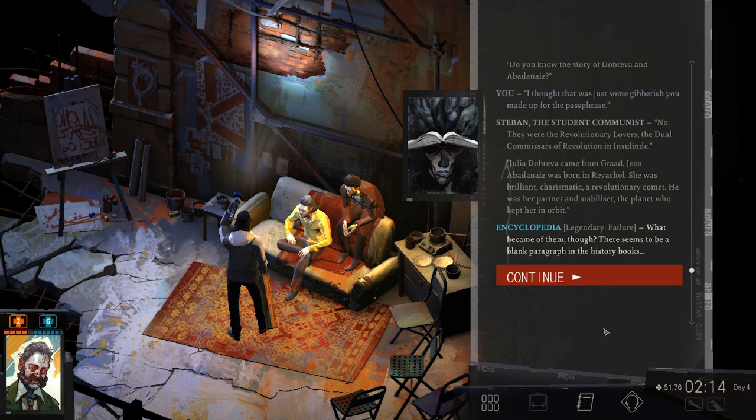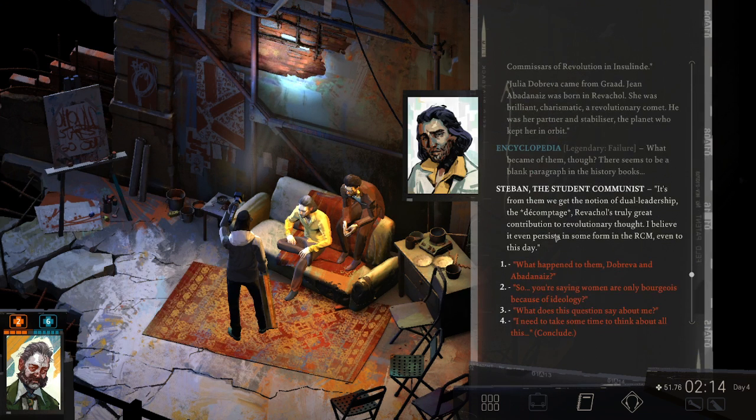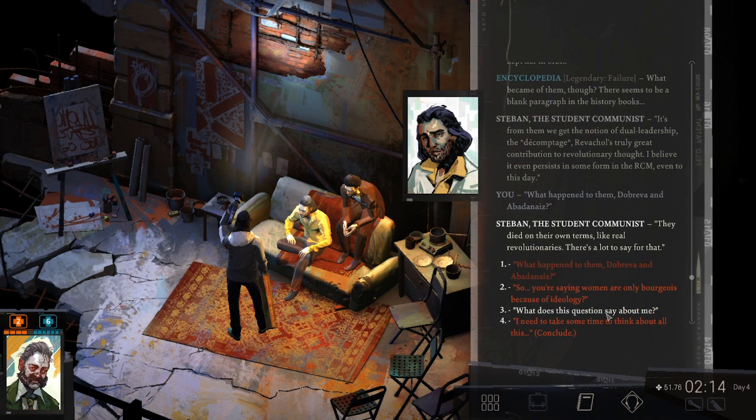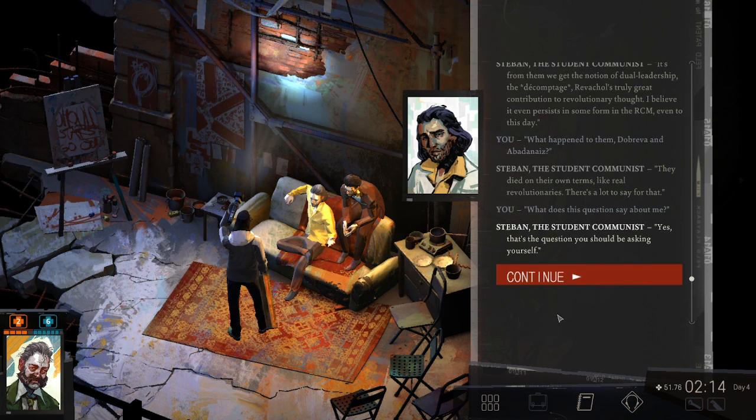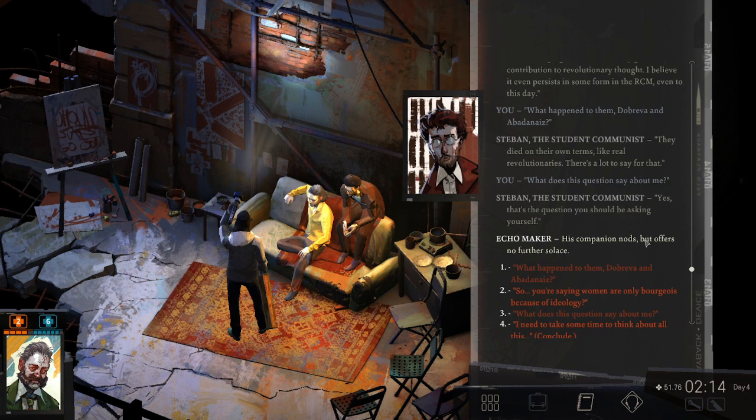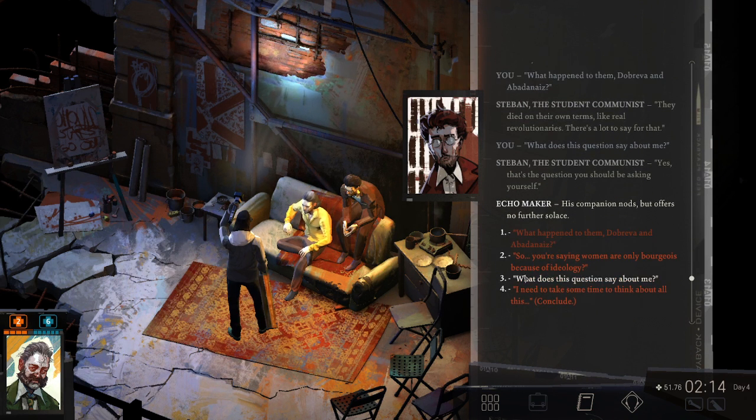What became of them, though? There seems to be a blank paragraph in the history books. It's from them we get the notion of dual leadership, the Decomptage, Reversal's truly great contribution to revolutionary thought. I believe it even persists in some form in the RCM, even to this day. What happened to them? They died on their own terms, like real revolutionaries. There's a lot to say for that. What does this question say about me? Yes, that's the question you should be asking yourself. His companion nods, but offers no further solace.